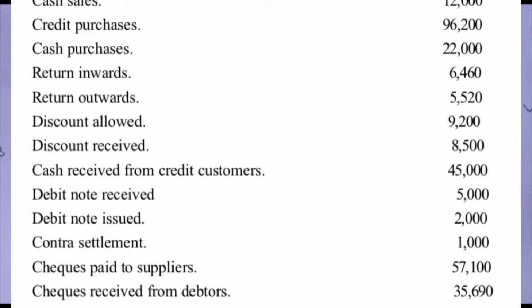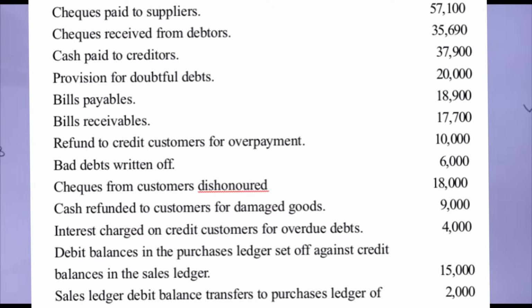Debit note received 5,000 Ghana cedis. Credit note issued 2,000. Contra settlement 1,000 Ghana cedis. Check paid to suppliers 57,100. Check received from debtors 35,690. Cash paid to creditors 37,900. Provision for doubtful debts 20,000 Ghana cedis.